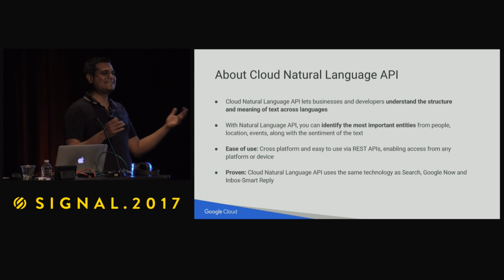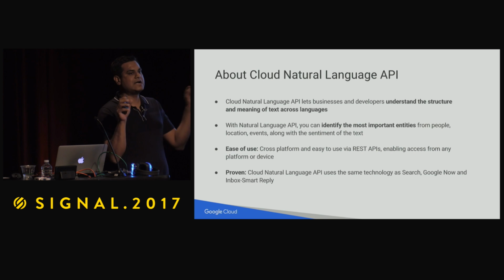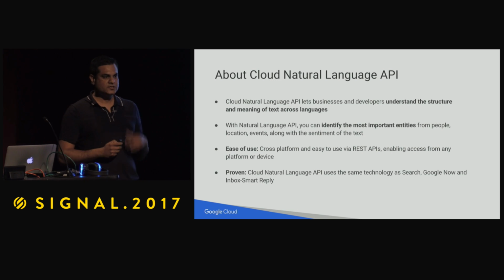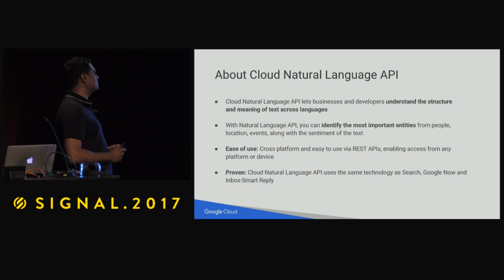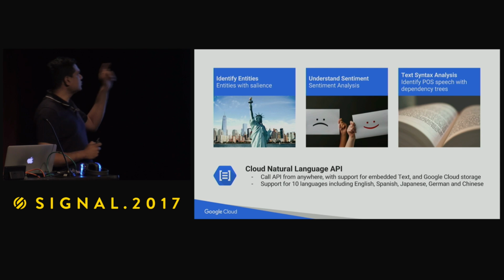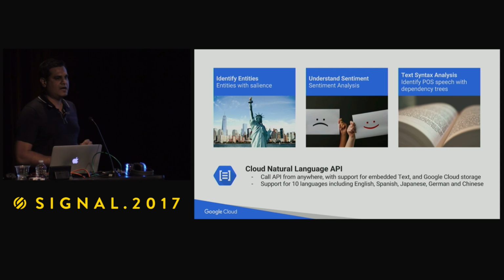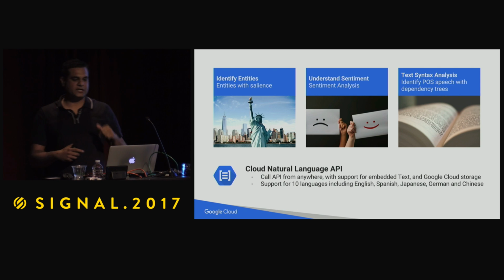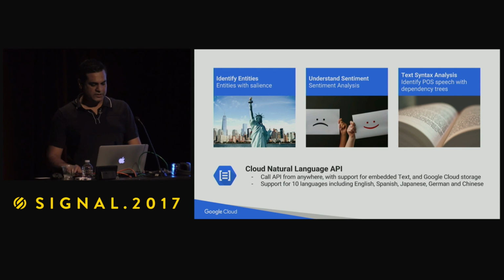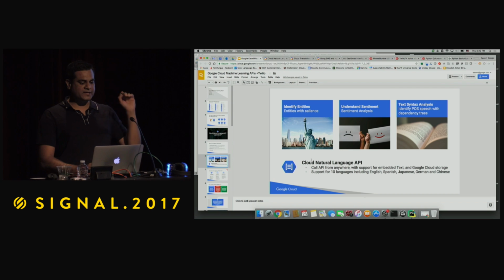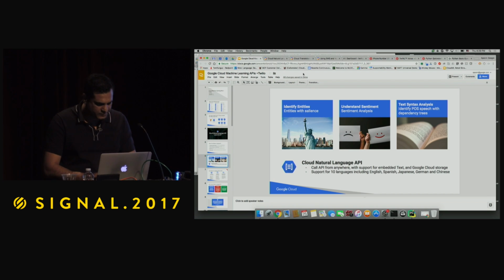It can also understand sentiment in a text. It can also understand the structure, how two nouns in a sentence are related. So that is all part of the Natural Language API. Those are the three features that we talked about. Rather than talking about features and slides, why don't I show you a quick demo of how to use the API. This is more of a demo to show the power of the API.